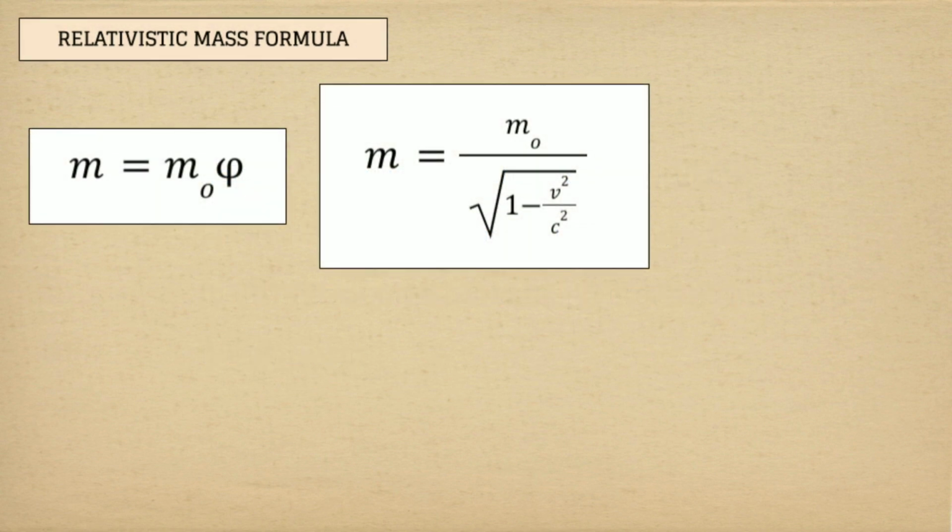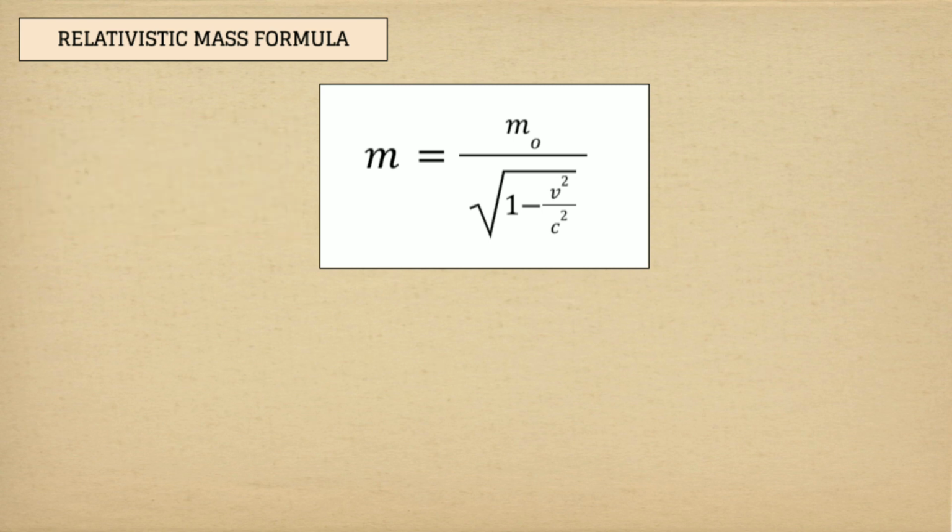It actually has two working equations, but we will not consider this time the one on the left, in which relativistic mass is equal to the product of rest mass and the Lorentz factor, and we will use the other equation in solving the problem to be presented later.